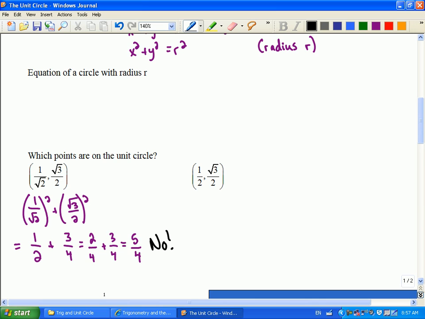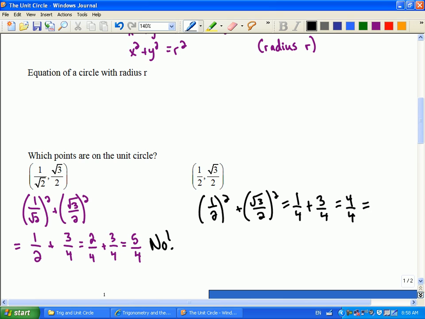Is the second point on the unit circle? All right, so what do you think? Is this point on the unit circle? Yes. Good. So we can double check it again. 1/2 squared plus root 3 over 2 squared, and I'm going to end up with 1/4 plus 3/4, 4/4, which is a 1. So yes, it's on the unit circle.